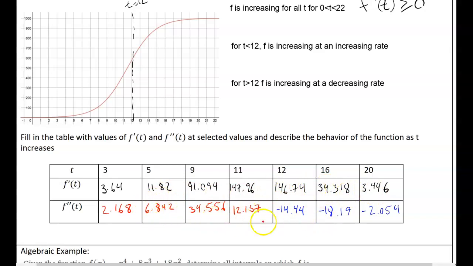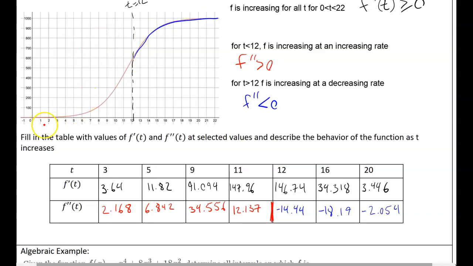This was y3 for my table on my calculator: first derivative, second derivative. What I notice is there's a sign change right here between 11 and 12, and that lines up with our graph. So increasing at an increasing rate means, in this case, f double prime is positive, greater than 0. And as that growth starts to slow down, we see f double prime is now negative, less than 0. That corresponds with the second half of my graph.